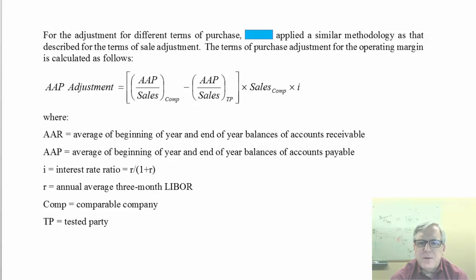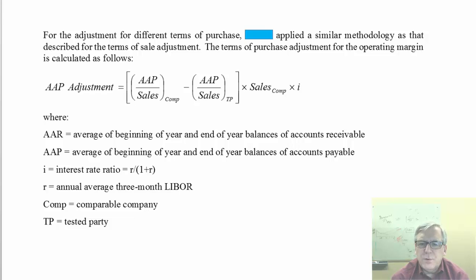Then we take that difference in the ratios and multiply it by the sales level of the comparable, because that tells us how much additional or less accounts payable there would be if we stated the comparable with the same amount of accounts payable relative to sales as the tested party had. Then we multiply all of that by the discount factor, which is essentially the interest rate I over 1 plus I, because this benefit happens in the future, so we want to create a net present value of that calculation. So this is a relatively straightforward formula.